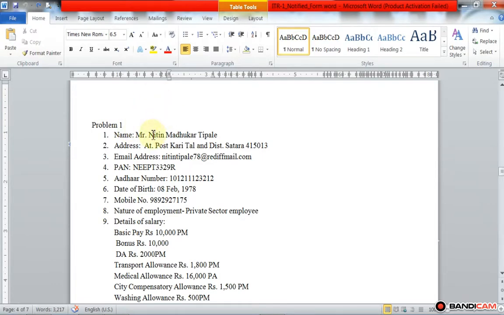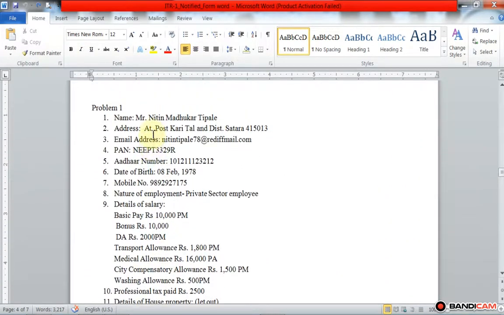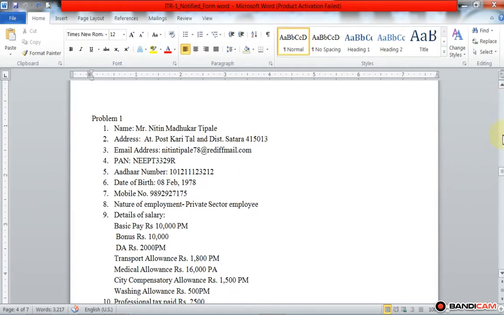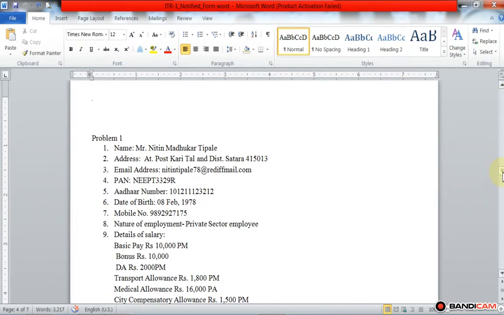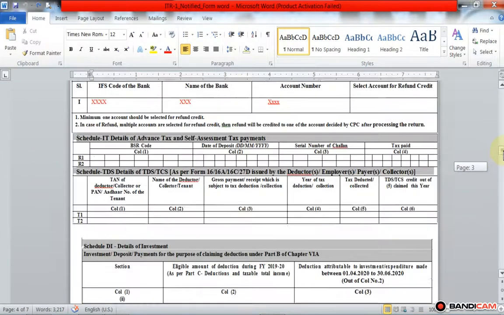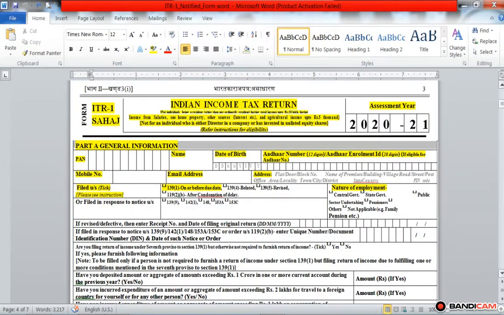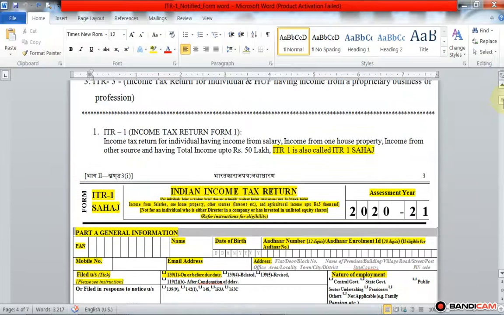ITR-1 is applicable to an individual having income from salary, income from one house property, then income from other sources, having income up to 50 lakhs. So this assessee will file their income tax return in ITR-1. ITR-1 is also called Sahaj ITR. Okay, Sahaj ITR, got it.